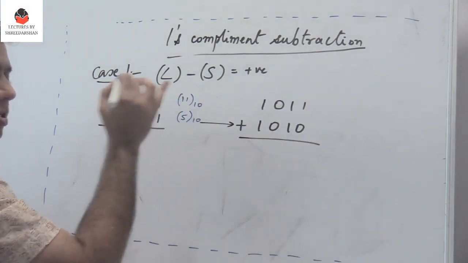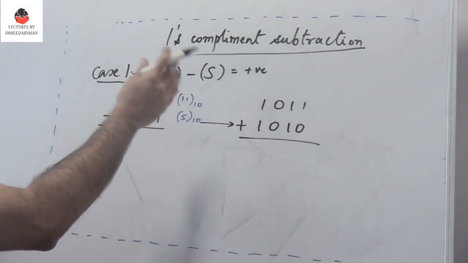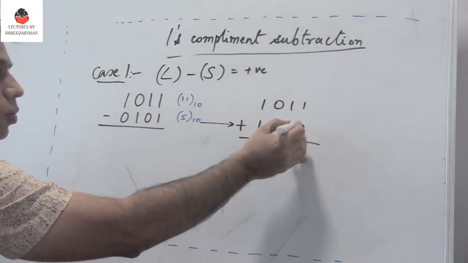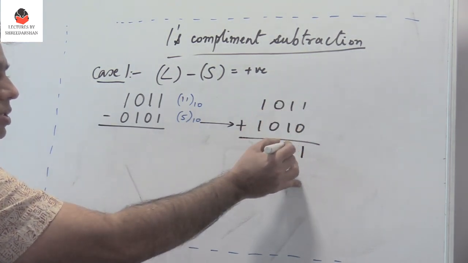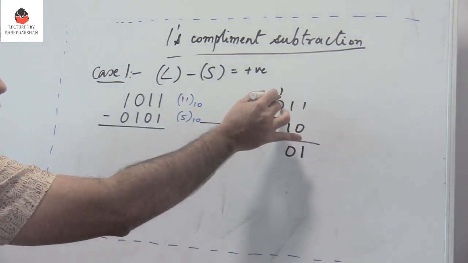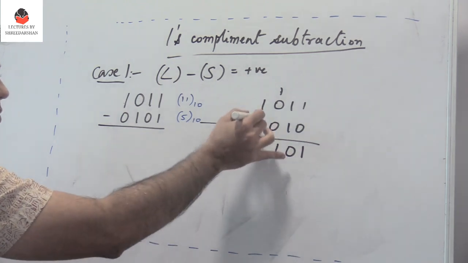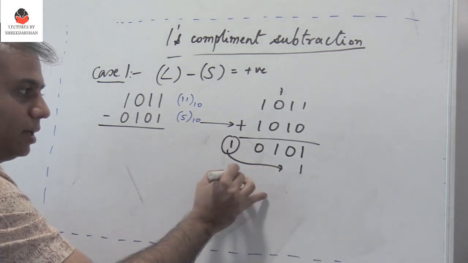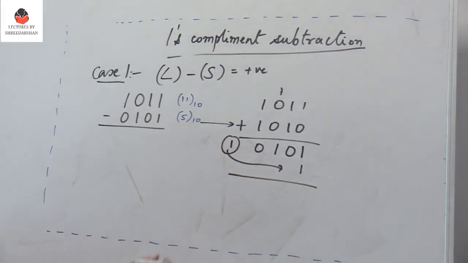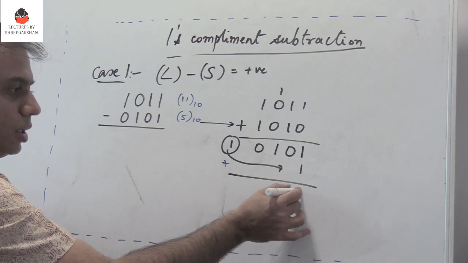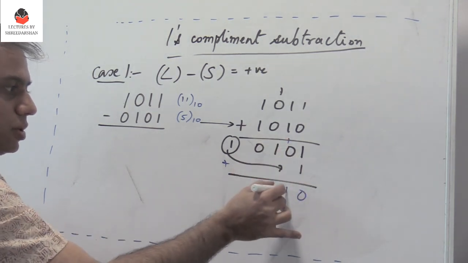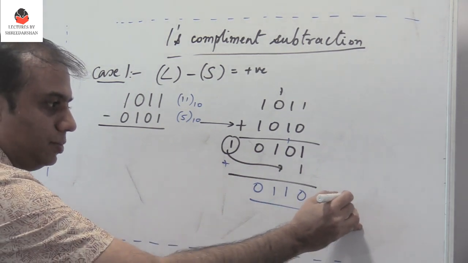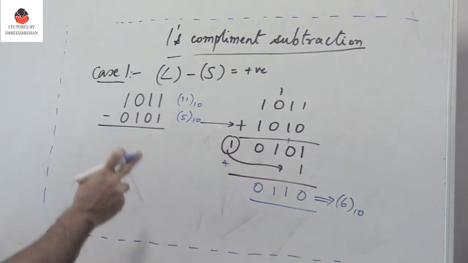Now perform addition. As I said, 1's complement subtraction is to subtract two numbers by performing addition. 1 plus 0 is 1. 1 plus 1 is 0 with a 1 carry. 1 plus 0 is 1. 1 plus 1 is 0 with a 1 carry. Now this carry has to be added. So when we add, we get 1 plus 1 is 0 with a 1 carry. 1 plus 0 is 1. So we get 0, 1, 1, 0. So this is 6 in decimal. So we have got the result.